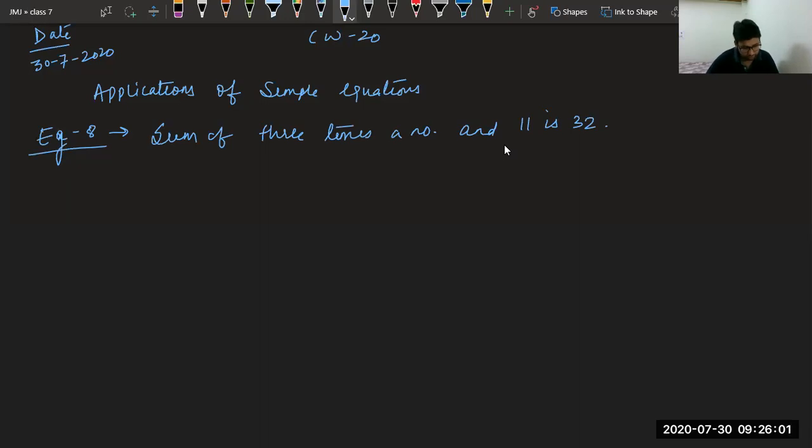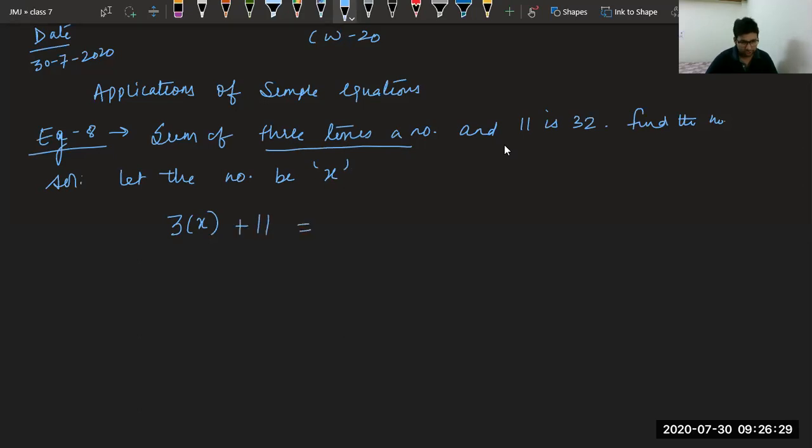Very good, Naina, Kavish, Ekta, good. Tushita, good. So it is very easy. 3 times a number. First of all, we will assume solution. Let the number be any variable. I take x. Let the number be x. So 3 times means 3 into x. And then we are adding 11 in it. It is equal to how much? 32. Further solving it, 3 into x is 3x plus 11 is equal to 32. This is the required equation.